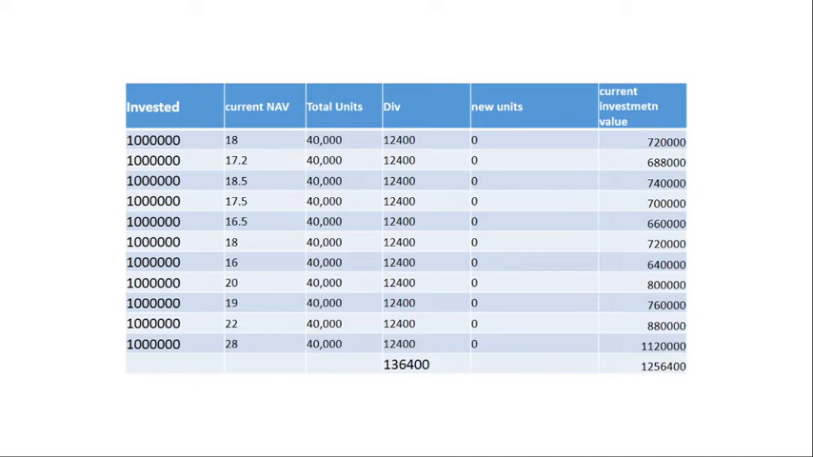But in the previous scenario where he was reinvesting the dividend, he has 13 lakh plus. That's a huge difference. When the NAV is higher, he'll get a very huge difference. If the NAV is around 35, there will be a difference of 4 lakhs plus. That will be the scenario.